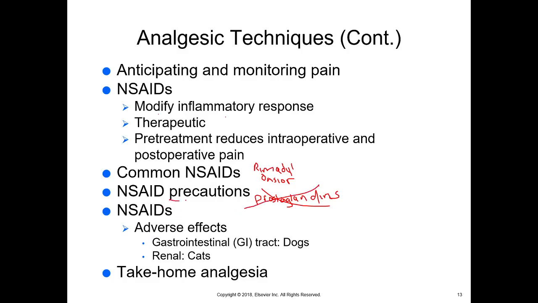All right, so we do have to be careful with NSAIDs. They can cause GI upset in dogs and renal disease in cats, and cats are particularly very susceptible to NSAIDs, so we have to be very, very careful when we give it to them. But it is something we typically will give the owner to give at home.